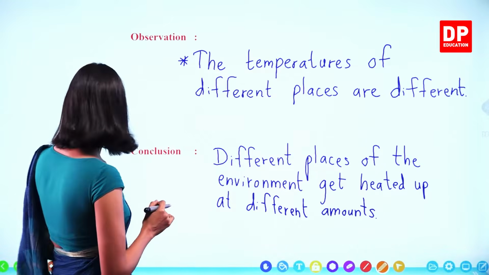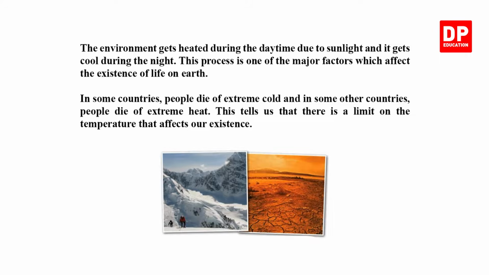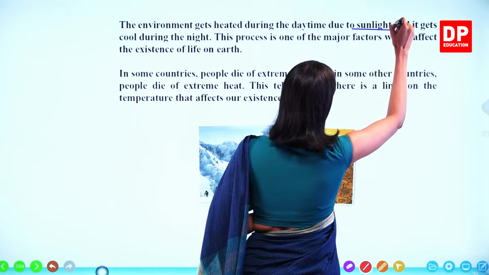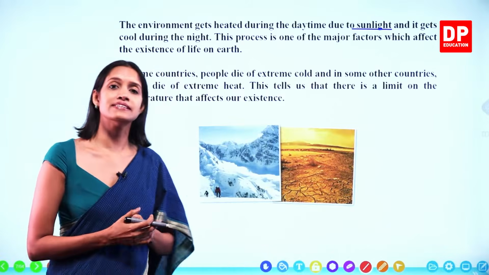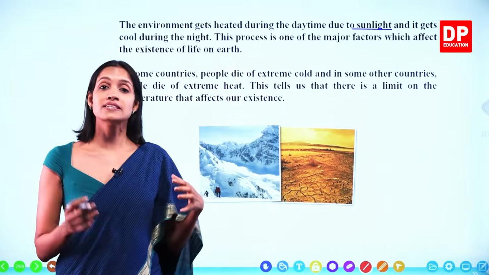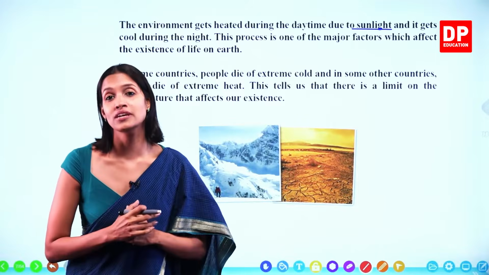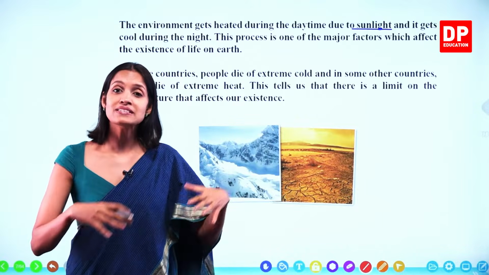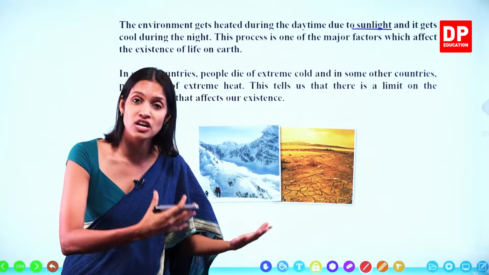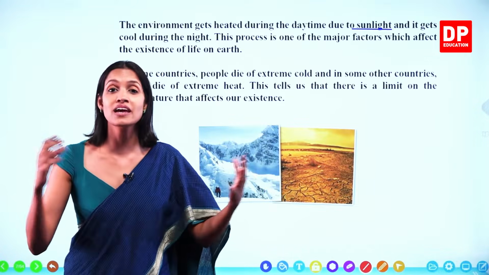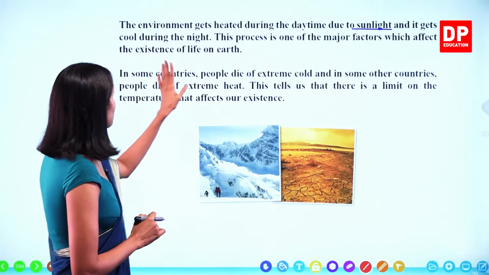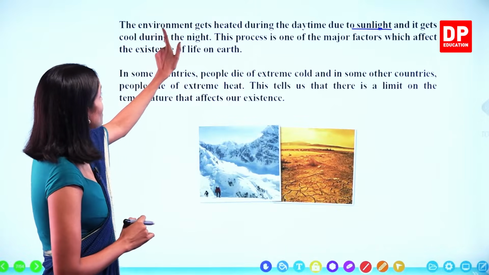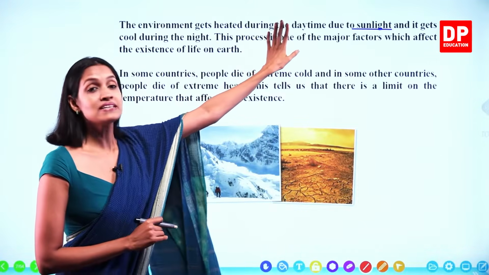Understand, children? Right. So the environment gets heated during the daytime due to sunlight. Right? Due to sunlight. And it gets cold during the night. What is the reason for this, children? During the daytime, when the sunlight falls onto different areas of the environment, these different areas and the different substances, objects present in those areas can absorb the heat given by the sun. Right, children? So that is why during the daytime, the environment gets heated because of the sunlight.